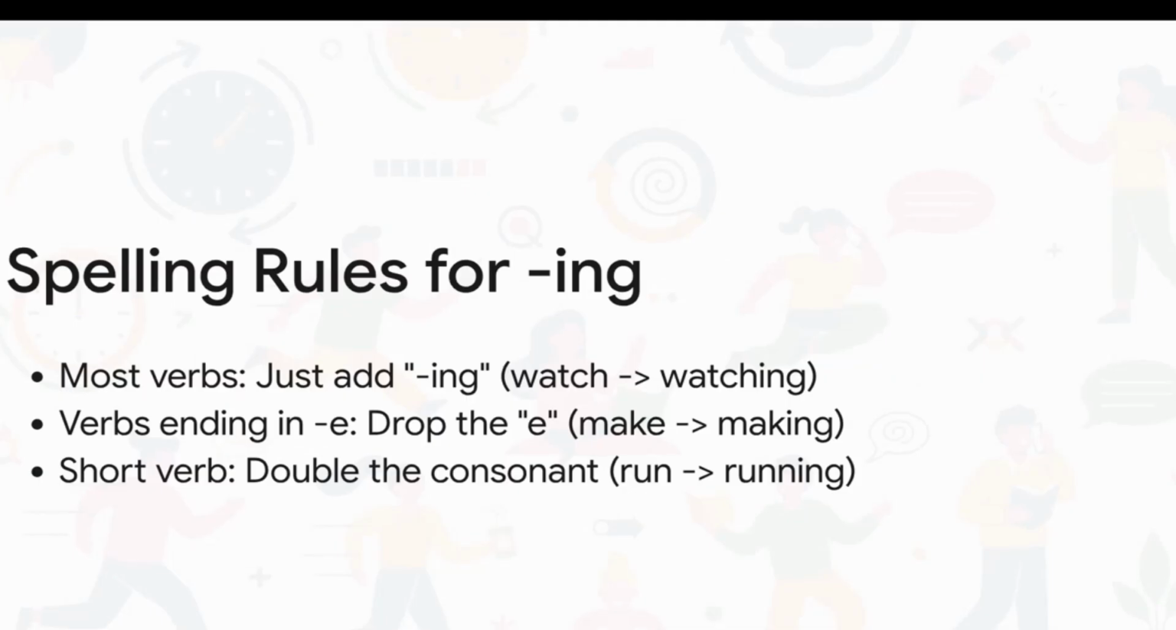Okay, a quick but super important note on spelling. There are really only 3 little rules to worry about. For most verbs, just slap an -ing on the end. Done. If a verb ends with a silent e, like in make, you get rid of the e before adding -ing, so it becomes making. And for those short verbs with that consonant-vowel-consonant pattern, like run, you just double the last letter. So run becomes running. Keep those 3 things in your back pocket, and you'll be golden.